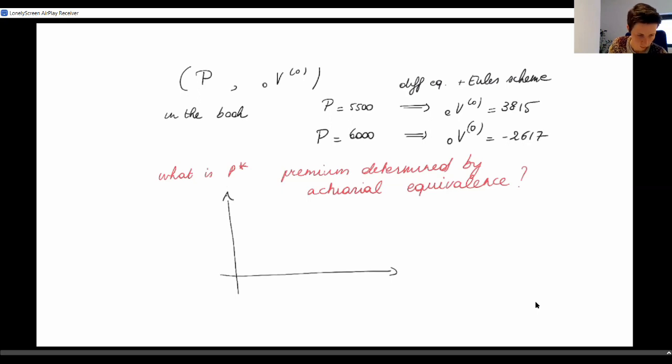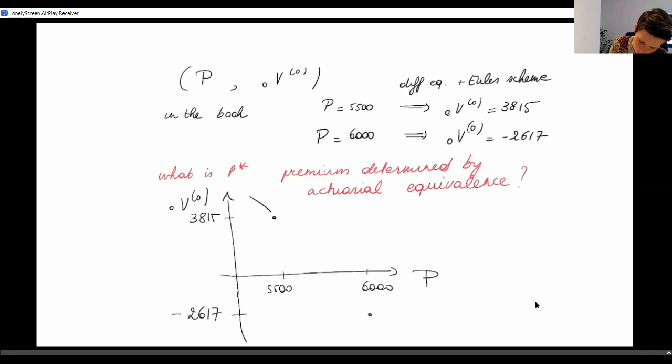the two points that we have. So if this is P and if this is V0, then I've got now for P 5,500 the value 3,815, that's here. And for the other one, I've got a value of, say, minus 2,617. So what I'm going to do is draw a line through these two values.